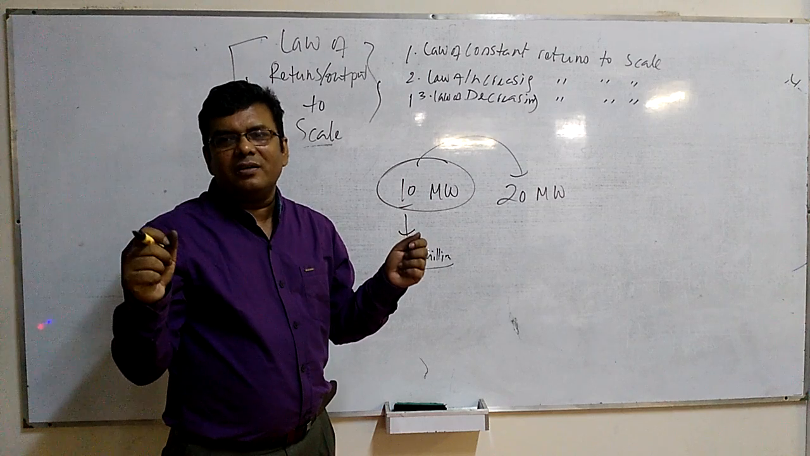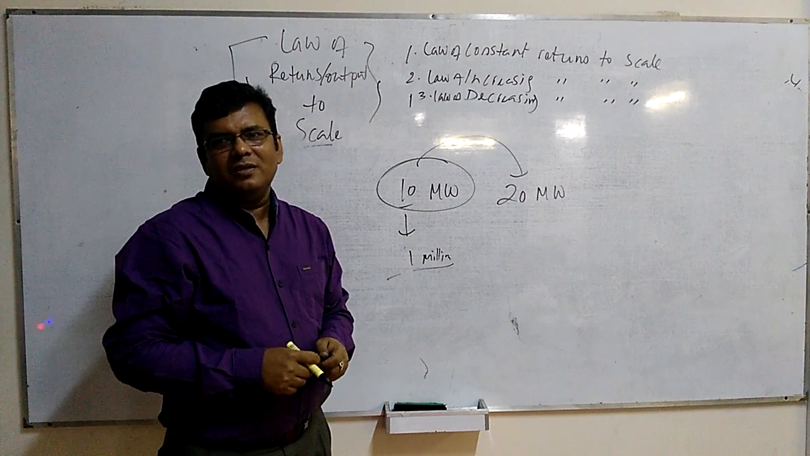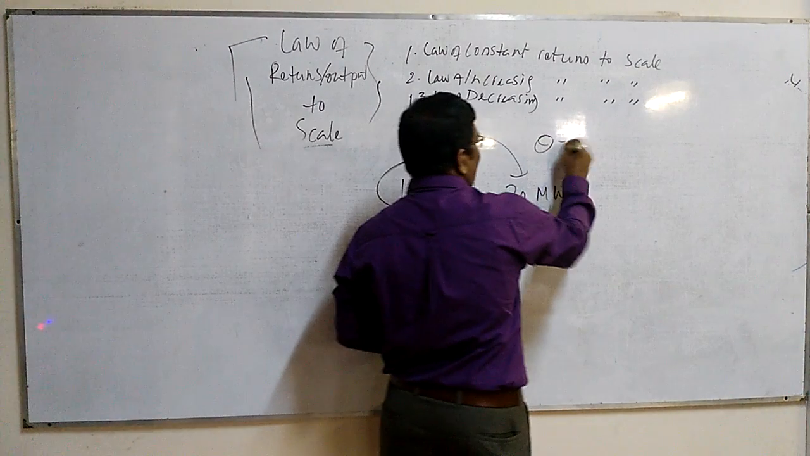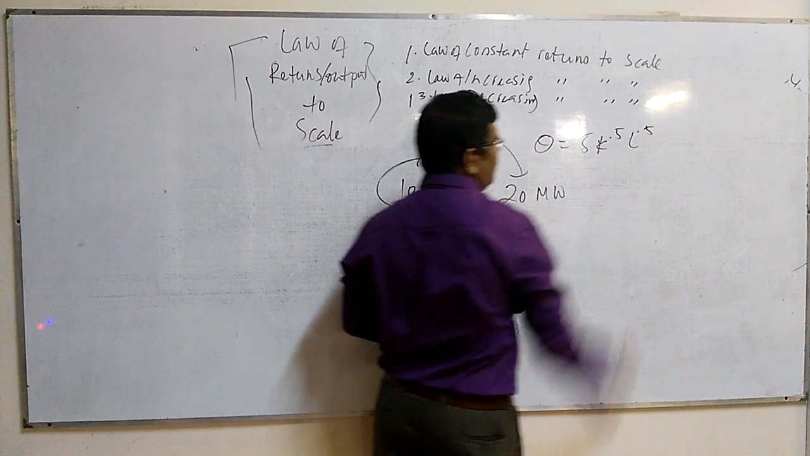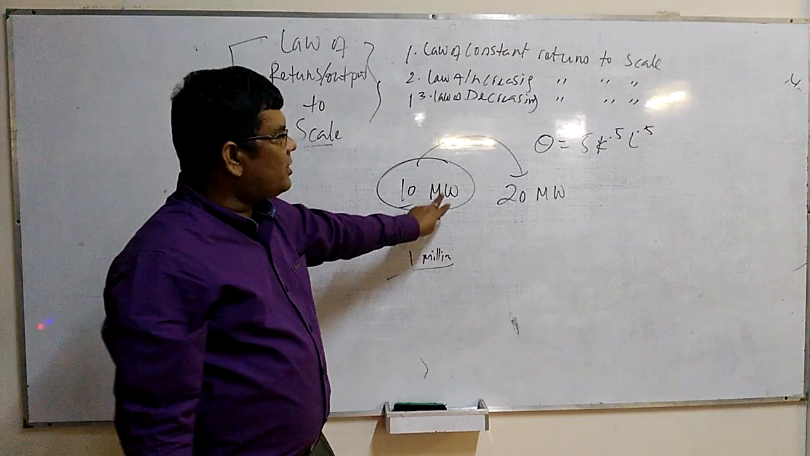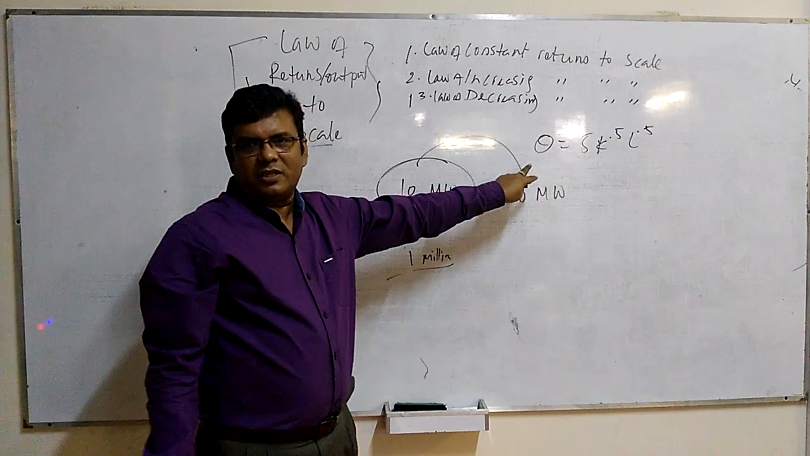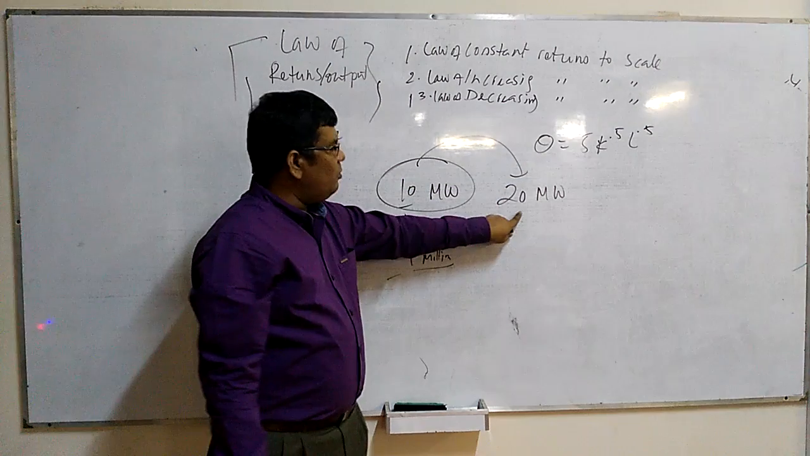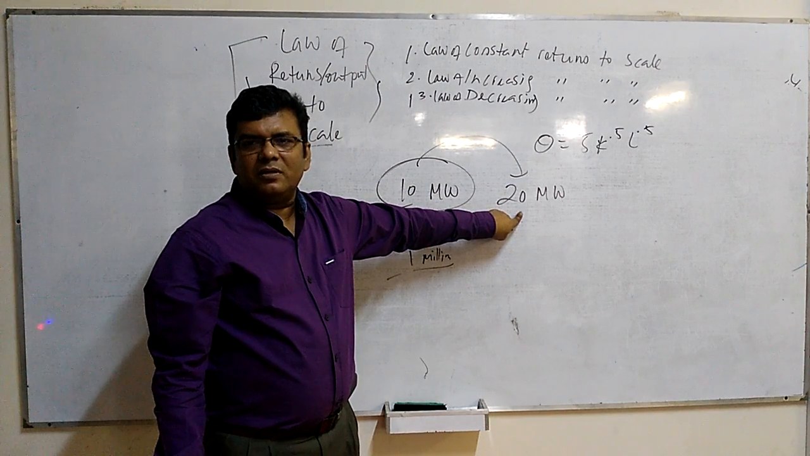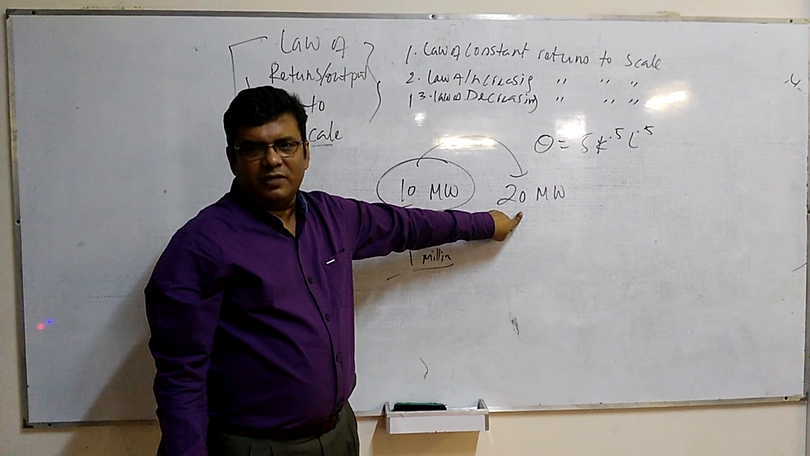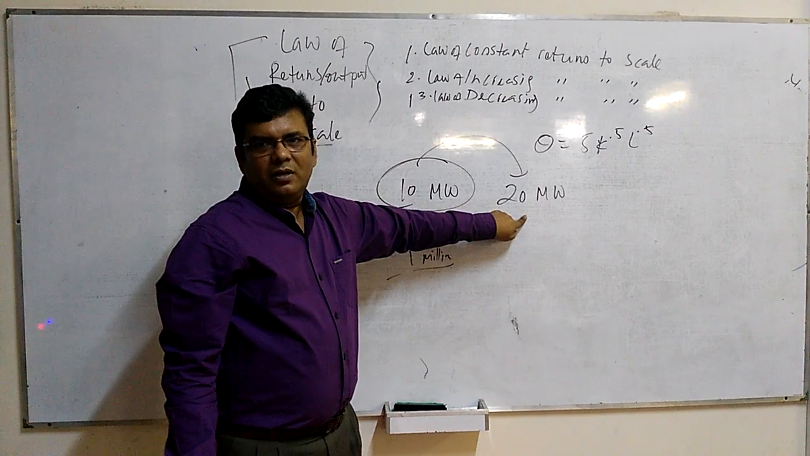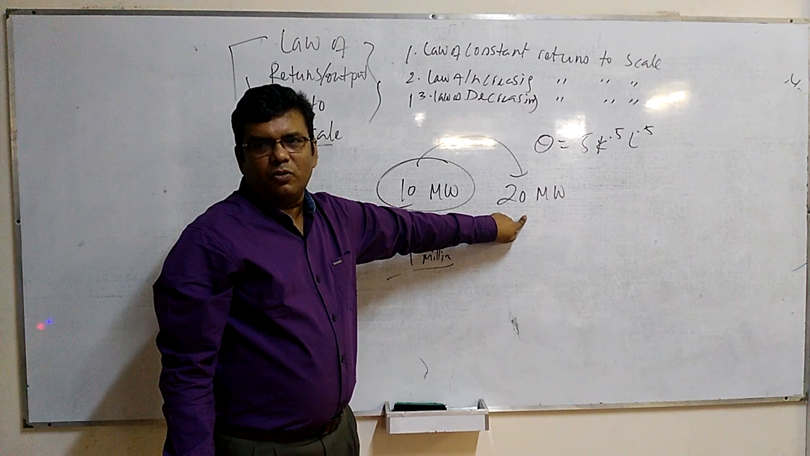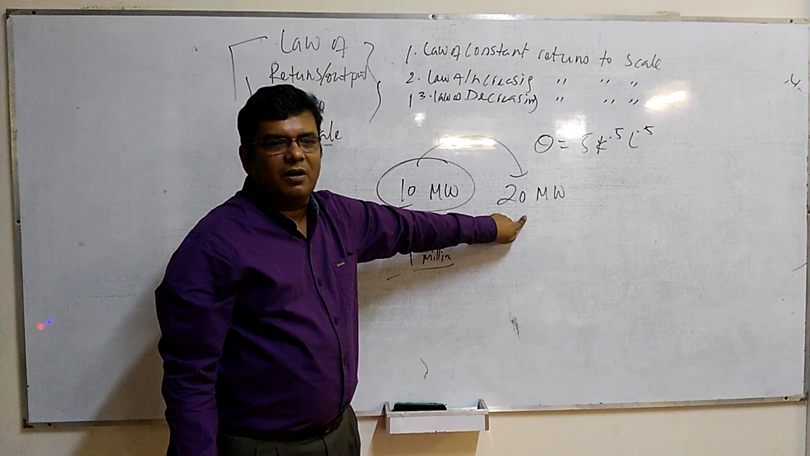It depends on what? It depends on your production technology. So if the production technology is, for example, Q equals 5 K to the power 0.5 L to the power 0.5, then your production technology is constant returns to scale. Now, if you want to increase the output to 20 million, 20 megawatt, that means if you like to double the output, what do you have to do with the inputs? Must the inputs be doubled or more than doubled?